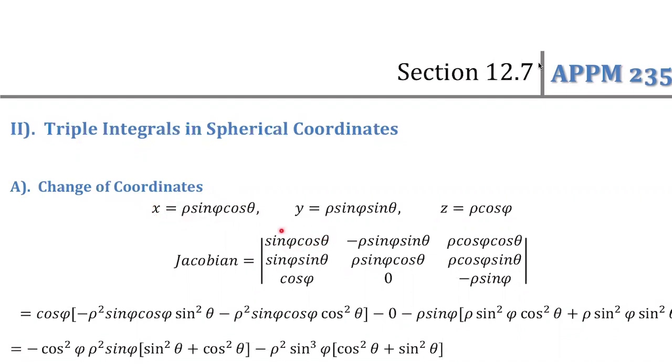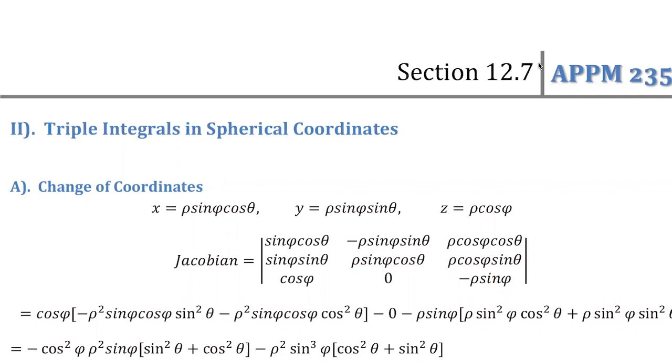So this is the partial of x with respect to rho. This is the partial of x with respect to theta. This is the partial of x with respect to phi. And then we do the same thing: partial of y with respect to rho, y with respect to theta, y with respect to phi, same thing with z. And then it's just a lot of algebra.